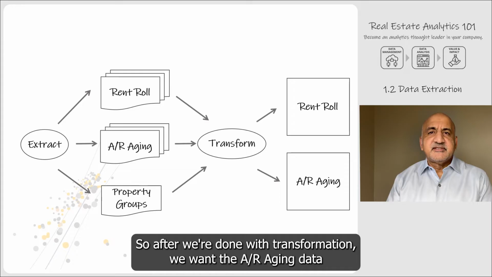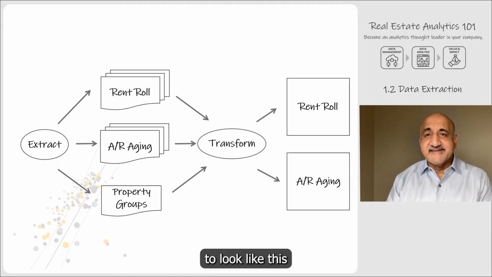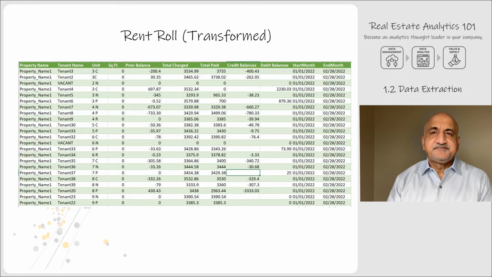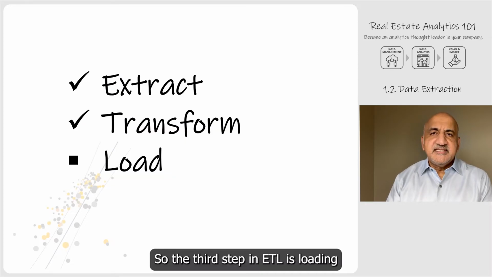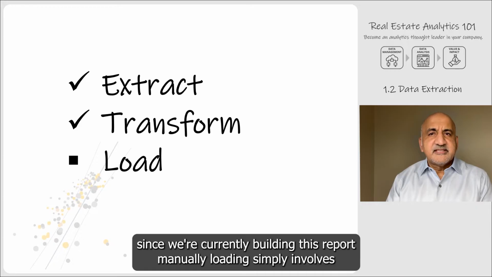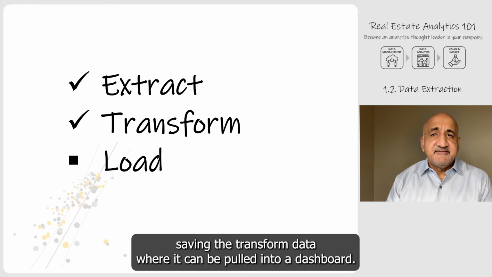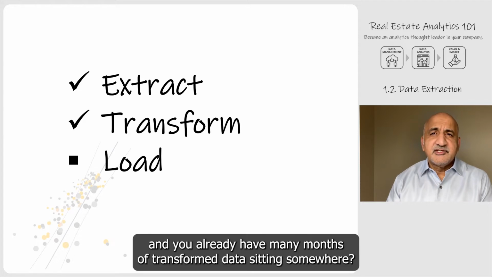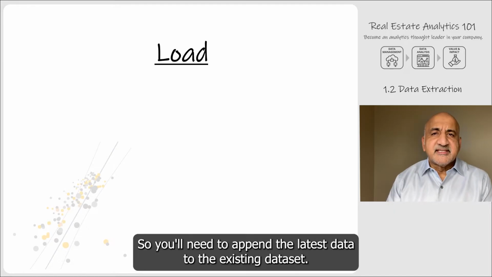So after we're done with transformation, we want the AR aging data to look like this, and the rent roll summary to look like this. So the third step in ETL is loading. Since we're currently building this report manually, loading simply involves saving the transformed data where it can be pulled into a dashboard. What if you have to perform this step once a week and you already have many months of transformed data sitting somewhere? So you'll need to append the latest data to the existing data set.